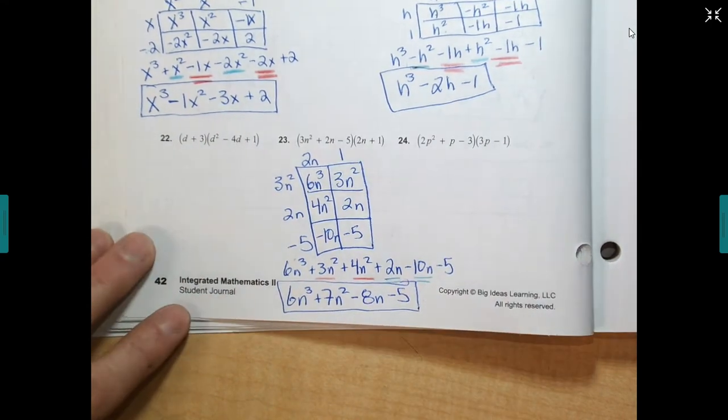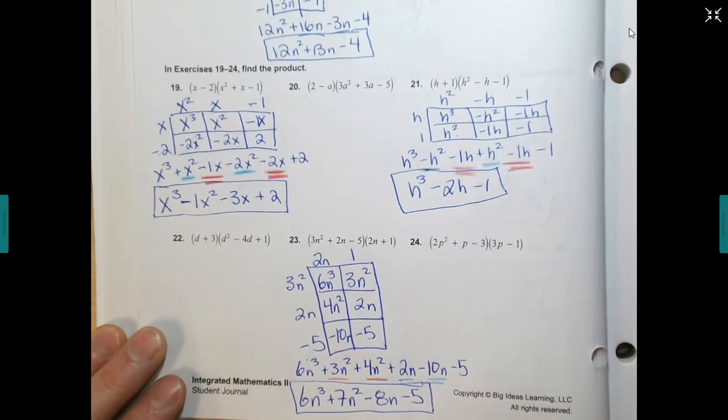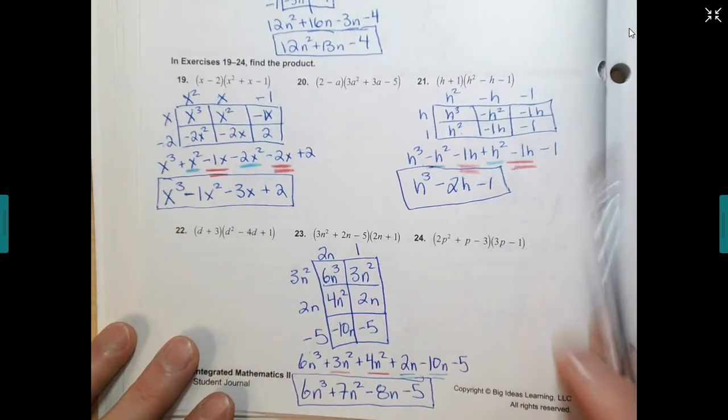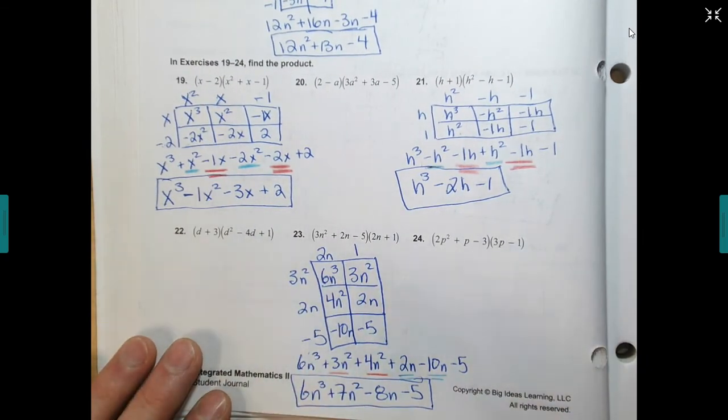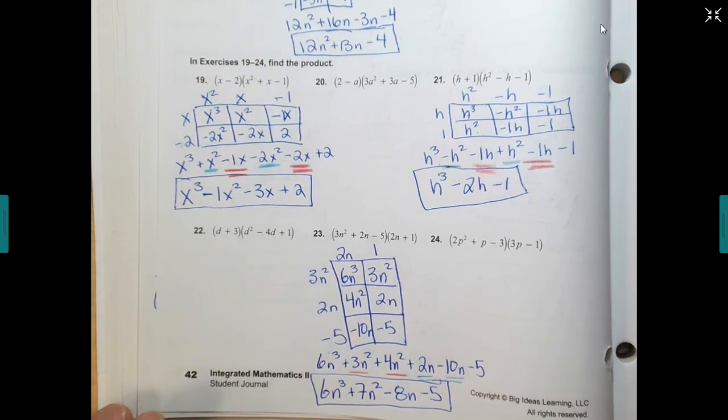All right, so if you end up using the box method, I think it's the easiest for any polynomial, but use the method that works for you and see how you do.